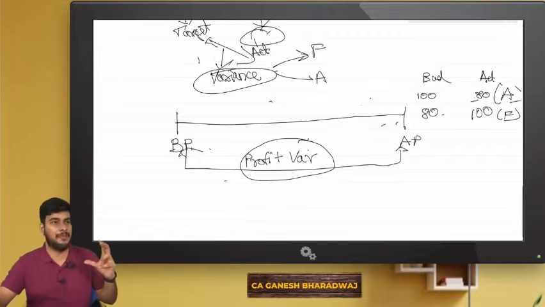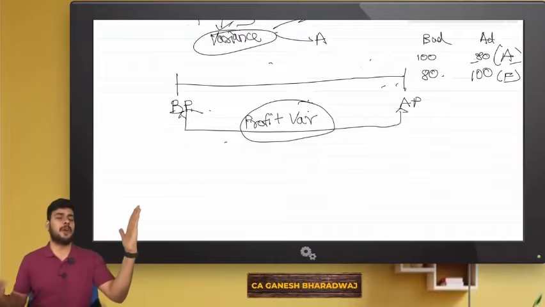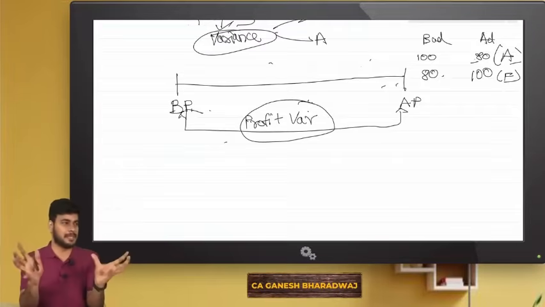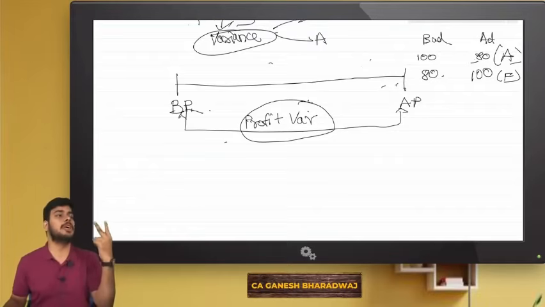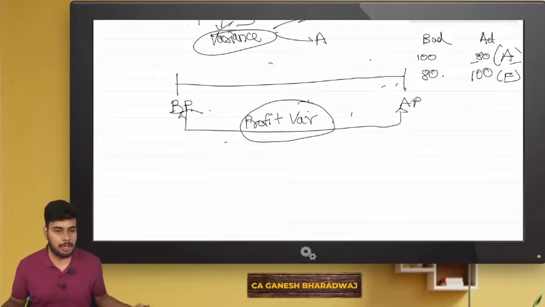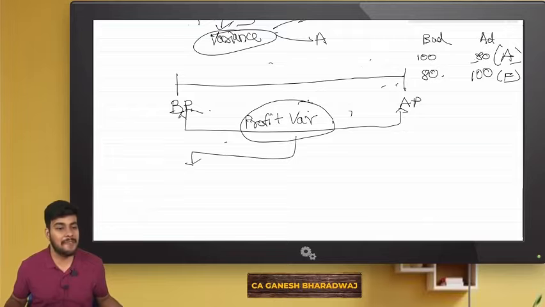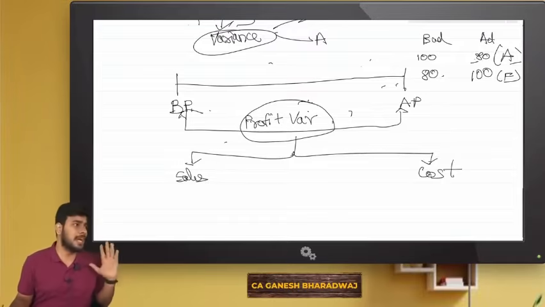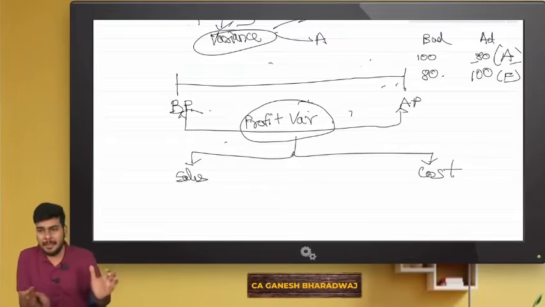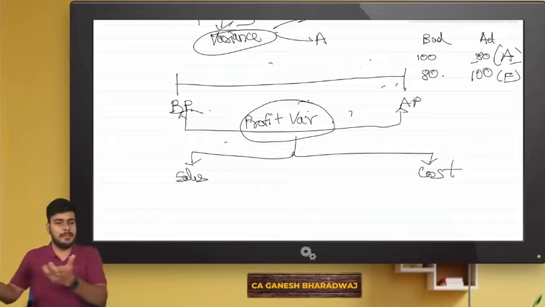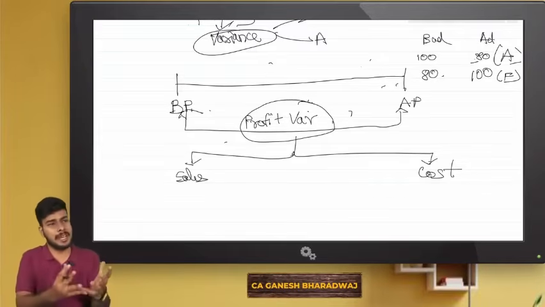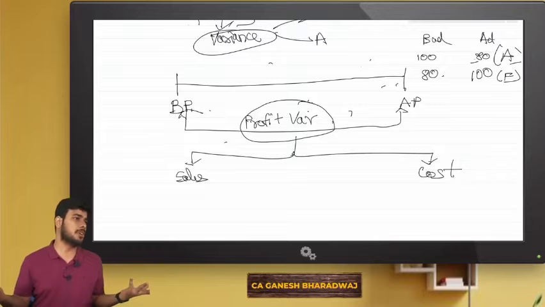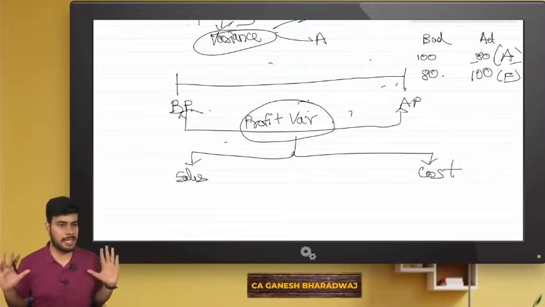Now, between the budgeted profit and actual profit, there is a difference. The profit can vary broadly because of two reasons. One, variance on the sales side, and the other, variance on the cost side. There can be a variance on the sales side, or on the cost side, or on both sides. Yes or no? Profit is a function of revenue as well as cost.